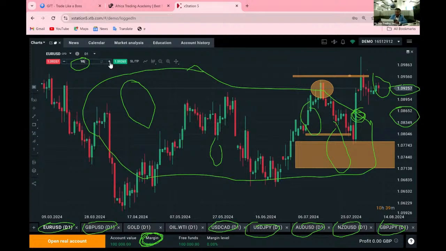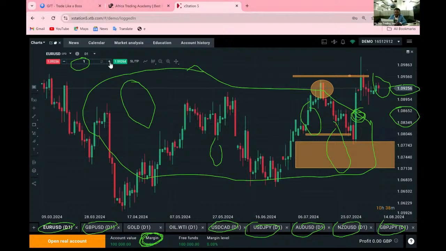Then if a person just uses one lot, 1.00, the person may be earning $1 on each movement. So if the price of EURUSD moves from 1.09256 to 1.09266, the person has made $10 profit.